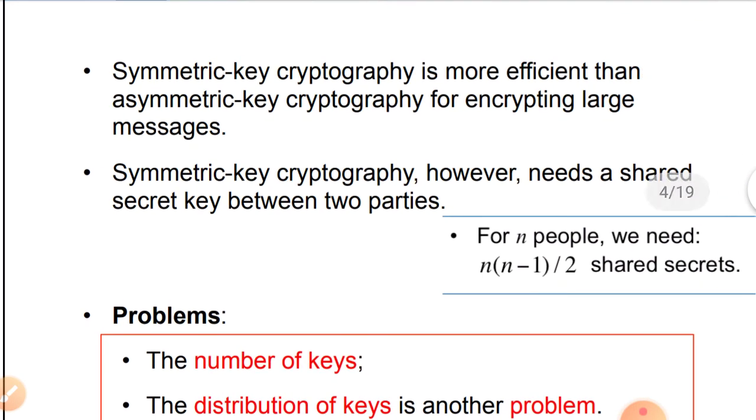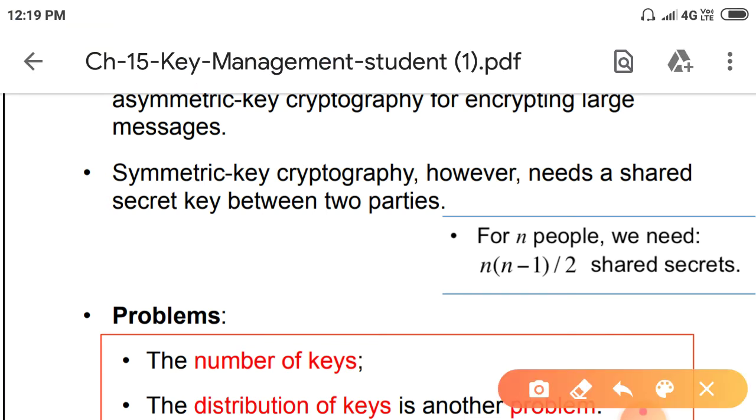Symmetric key cryptography is more efficient than asymmetric key cryptography for sharing large messages. In both systems we need keys, but in symmetric key cryptography one key is shared among the two parties. It is a very difficult task for key management. Symmetric key cryptography needs a shared secret key between two parties, A and B.